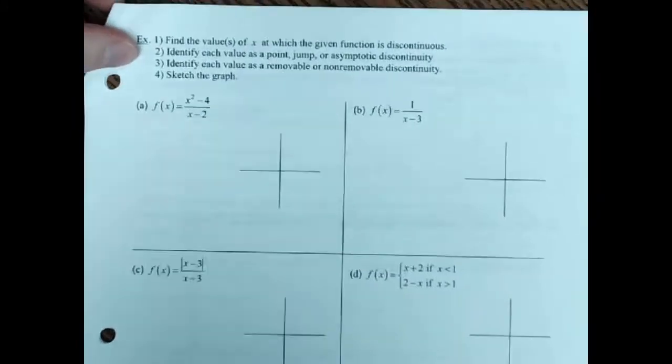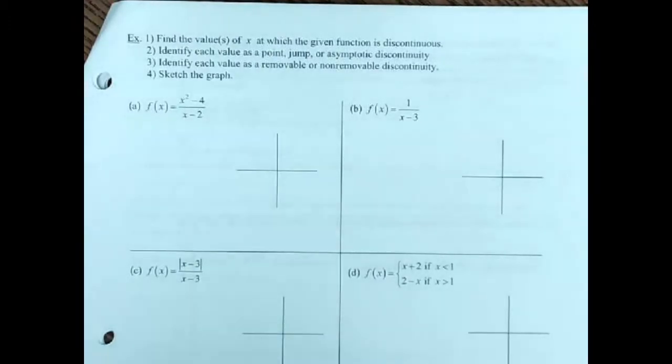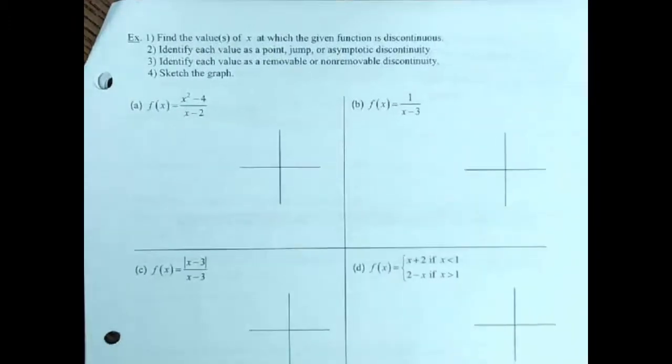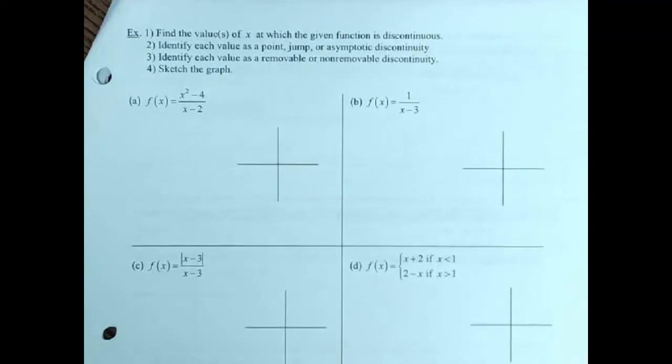Okay, let us go through and let's do these examples on the back, which is mostly just pre-cal. We're going to go through it pretty quick. We're going to identify the x values where there's an issue, where there's a discontinuity. Then we're going to classify it as a point, jump, or asymptotic. Then we'll also categorize it as removable or non-removable. And then we'll sketch. I think I'll probably actually sketch the graph first because I think that's the easiest way to get this answer.